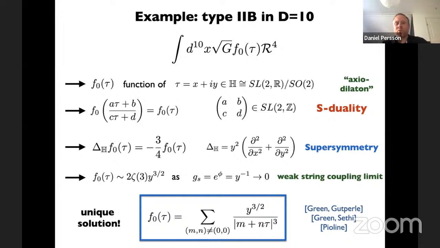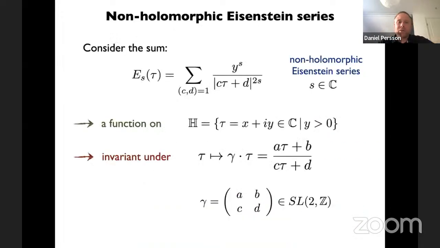Okay, so that's it. So let's see, what kind of object do we see here? Well, consider the following sum. This is a sum over two integers c and d that are required to be co-prime. So this is the form of a well-known object. It's the non-holomorphic Eisenstein series defined for a complex parameter S.